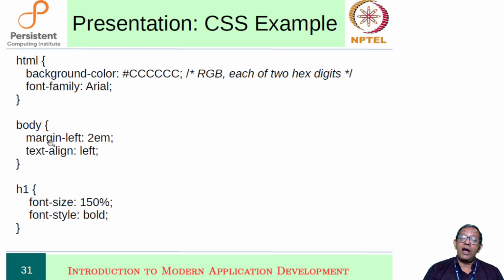Within this, you have a left margin of 2 EMs. It's actually 2 M's. This roughly corresponds to the width of the small m character, and when we say 2M, it means 2 small m's. From the left of the page, a margin of 2 m's is to be kept, and the text is to be presented left aligned in the entire body.